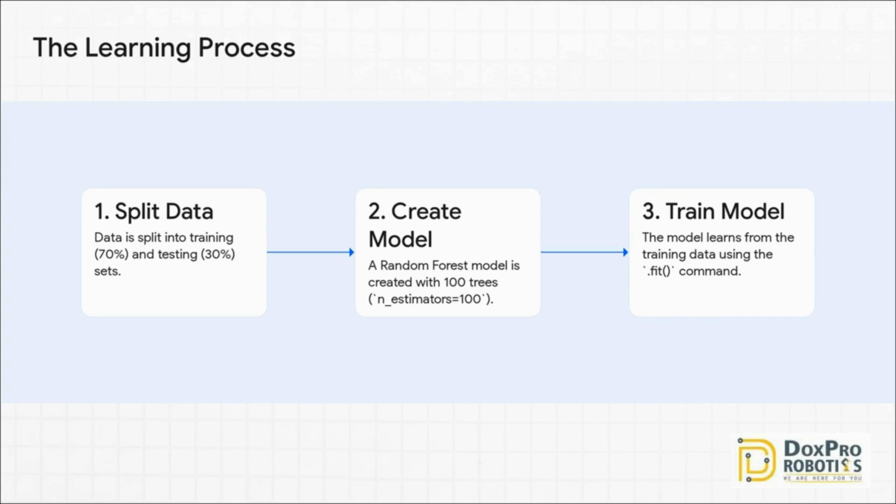So when you put it all together, the whole learning process is a pretty clear 3-step recipe. We've already split the data, and we've created our model. So now comes the most important part, the actual training. Using a simple command called fit, our model gets to work. It studies all that training data, meticulously building connections and learning the subtle differences in measurements between, say, a setosa and a versicolor flower. This is the moment the learning actually happens.